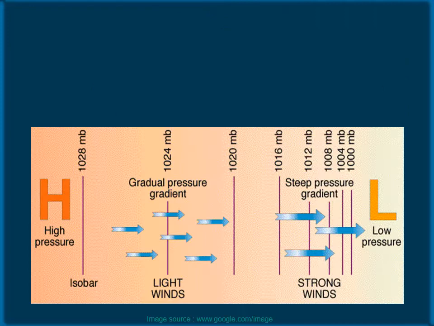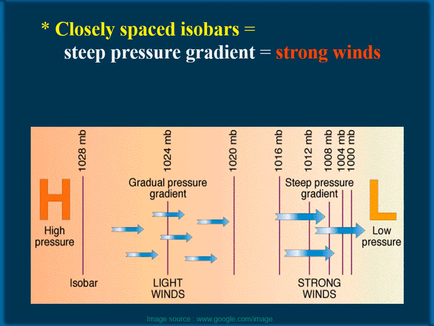Now, if I look at the arrangement of the isobars, closely spaced isobars mean that the air pressure changes rapidly with distance. Here you can see the isobars, these black lines, are very closely spaced. That means the distance between two successive isobars is small. So the change in pressure between these two given points is very high compared to the distance covered between them. With a small change in distance, the change in pressure occurs.